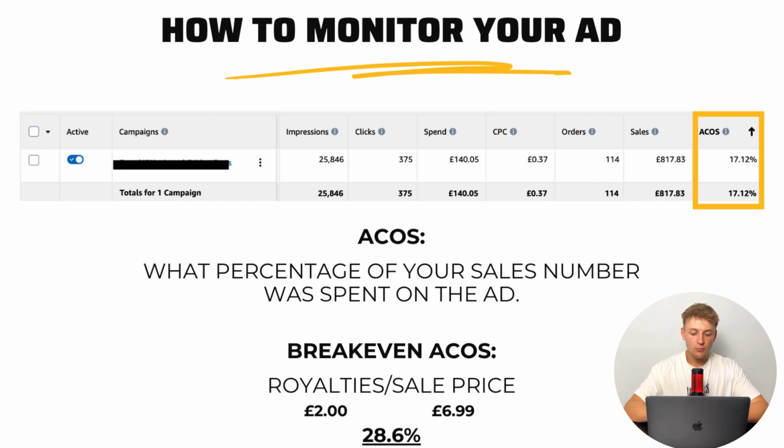So calculating your break-even ACOS gives you an idea of how profitable your ad is. All you need to do is not even worry about the sales and the spend number. Just quickly glance at this ACOS number, and if it's lower than your break-even ACOS, then you know straight away that this ad is profitable. If it's higher than your break-even ACOS, then you know it's unprofitable. So that is a really important tip that I want to get across to you as beginners using KDP ads. It all depends on where your break-even ACOS is compared to your actual ad ACOS.